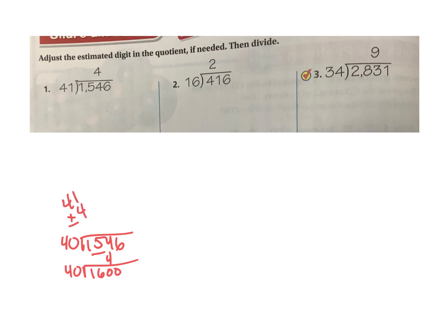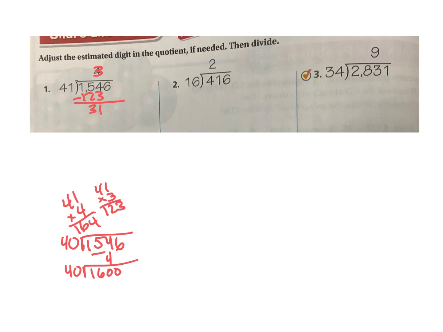41 times 4. 4 times 1 is 4. And 4 times 4 is 16. I get 164, and my goal was 154, so that's too high. So I won't use that, and that's why I wouldn't have written that there. I'm going to use a 3 instead. So 41 times 3 then. I knew it was 4, maybe 3, and so now I just need to do this one. 3 times 1 is 3, 3 times 4 is 12. So this is 123. This should be a 3, so right over the top of where they wrote 4, adjust to a 3. Find out what's left.